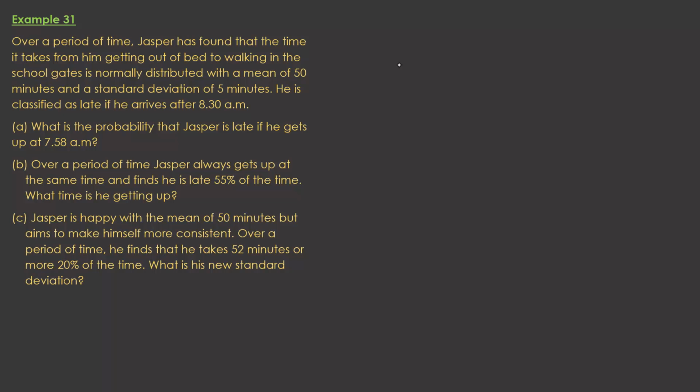Over a period of time, Jasper has found that the time it takes him from getting out of bed to walking in the school gates is normally distributed with a mean of 50 minutes and a standard deviation of 5 minutes. He is classified as late if he arrives after 8:30. What is the probability that Jasper is late if he gets up at 7:58? If he gets up at 7:58, he has 32 minutes to get to school.